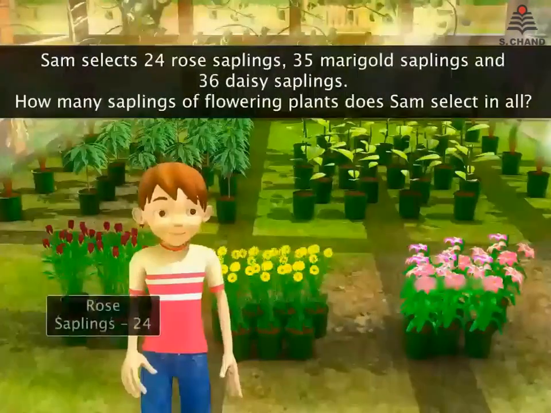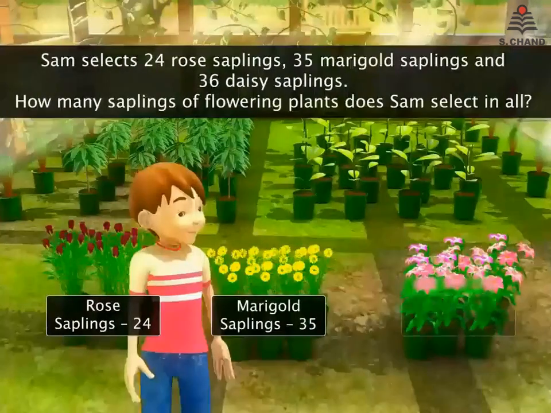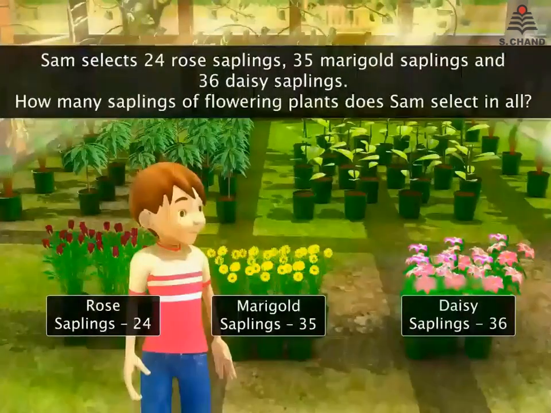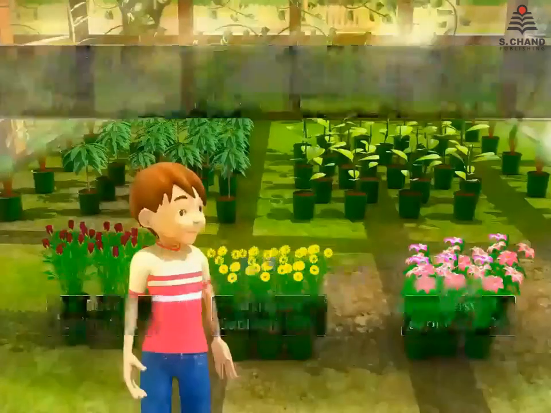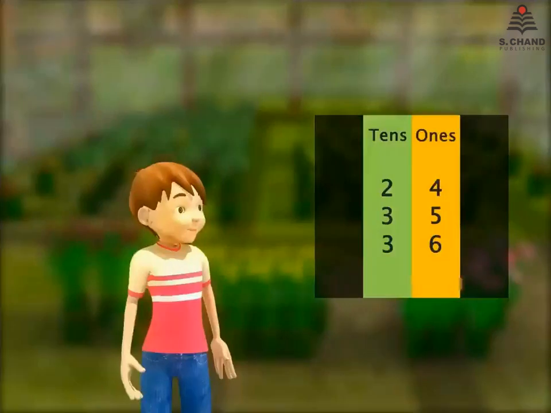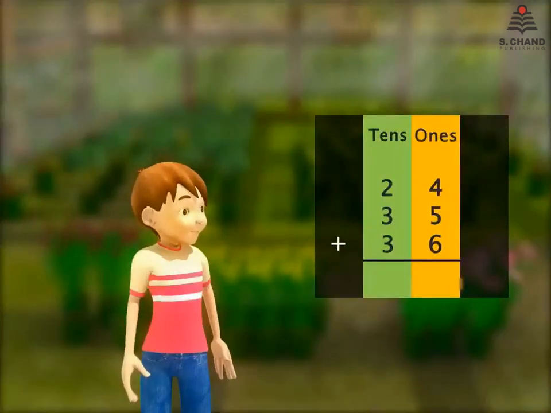Sam selects 24 rose saplings, 35 marigold saplings, and 36 daisy saplings. How many saplings of flowering plants does Sam select in all? To find the answer, we have to add 24, 35, and 36. As you know, we always start adding from the ones column.